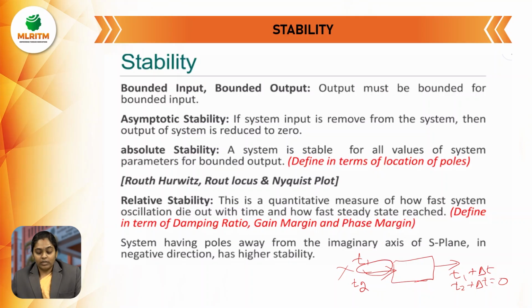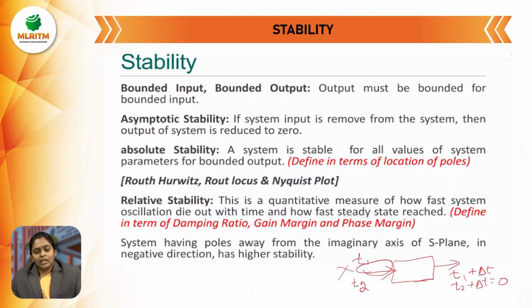The third type of stability is absolute stability. A system that is stable for all values of system parameters is called absolute stability. In order to understand the concept of absolute stability, we take an unknown parameter. Let me assume that the unknown parameter is the value k. Whatever the value of k may be, if the system is stable, then it is called absolute stability.